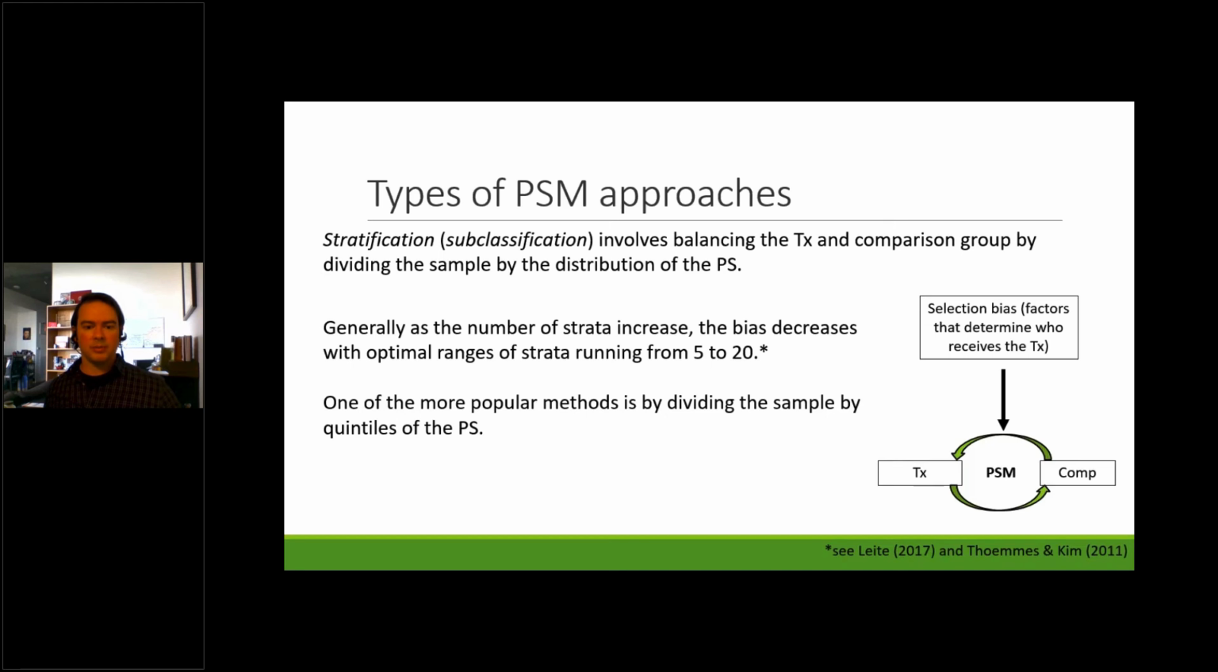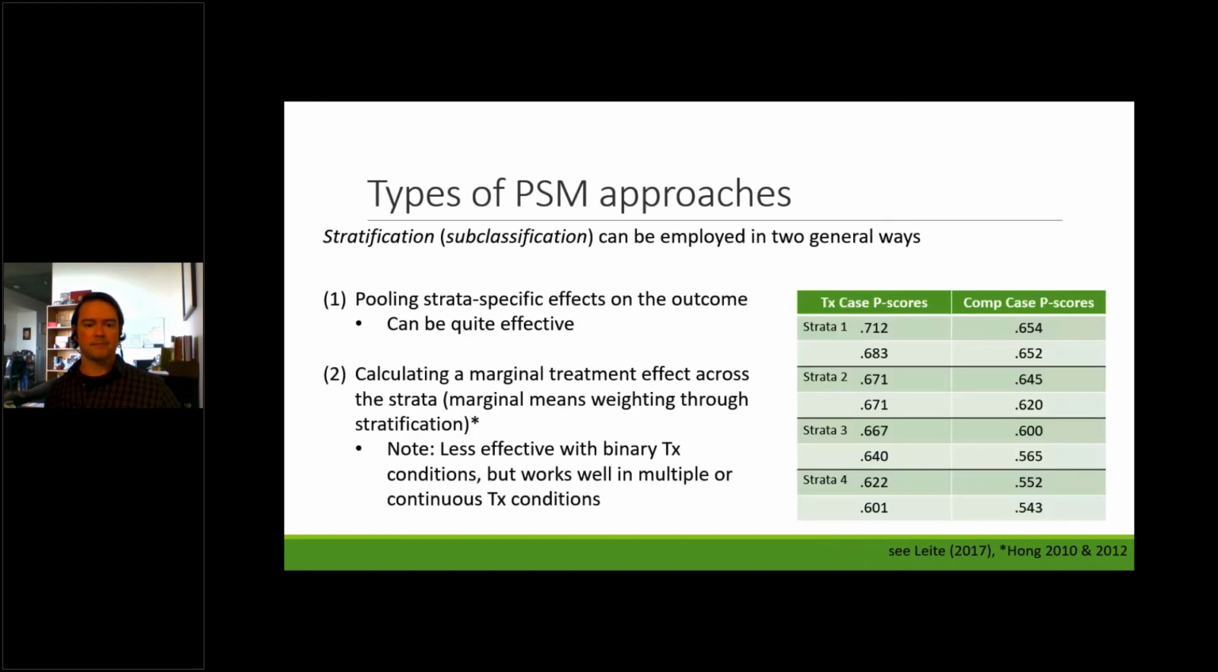One of the more popular methods is dividing the sample by quintiles of the propensity score. Stratification can be employed in two general ways, where the treatment outcomes are balanced and compared to outcomes within similar strata, and you can either pool the strata-specific effects on the outcome, or you can calculate a marginal treatment effect across the strata. This is also known as marginal means weighting through stratification.